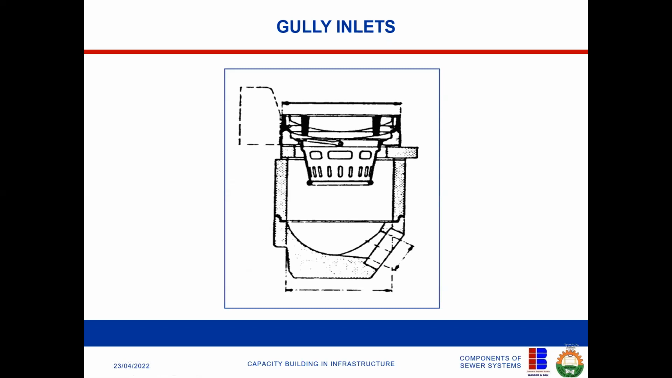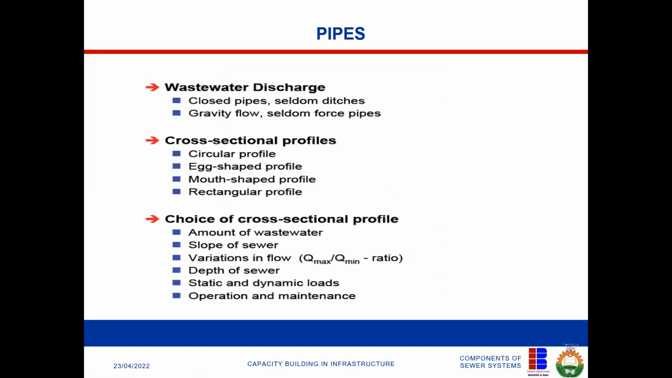So this is an example of a gully inlet for storm. Okay, then pipe closed for wastewater discharge. It has to be a closed pipe. Only on few occasions do you use ditches. The flow will be by gravity. Only on few occasions do you see force pipe or pump system. Then the cross-sectional areas are usually circular profile. Some can also be egg, mouth, or rectangular profile.